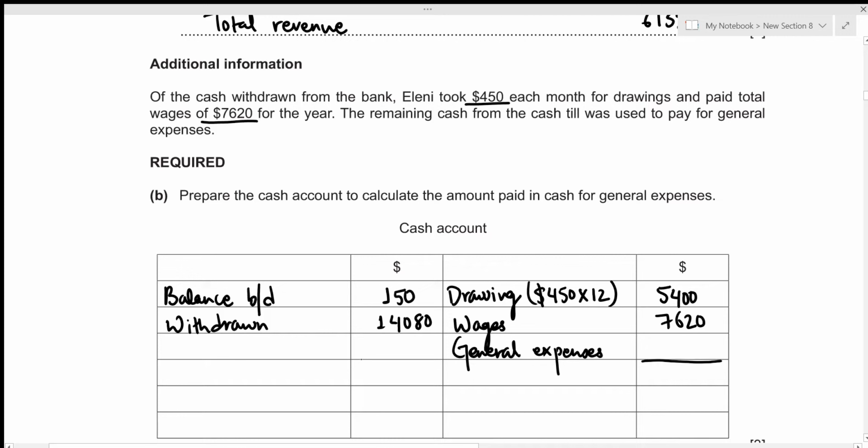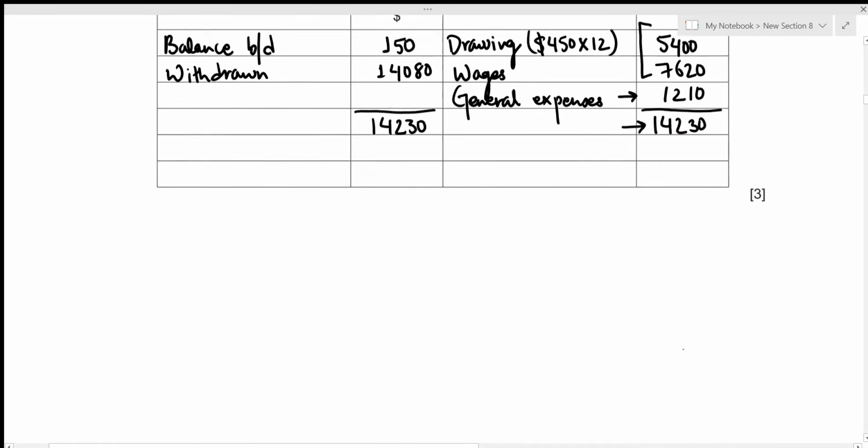In order to do so, we first figure out the total for the debit side. That's going to be 150 plus 14,080, which amounts to 14,230. This must be true for the credit side as well. Now, in order to figure out the balancing figure, we just subtract all of these values from the total amount. So that's going to be 14,230 minus 5,400 minus 7,620, which amounts to 1,210. So this concludes the second part. Let's move on to the third one.